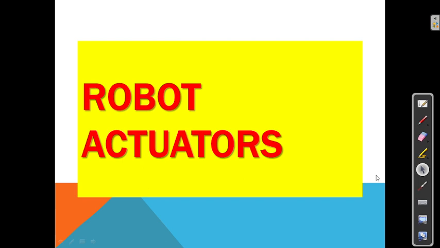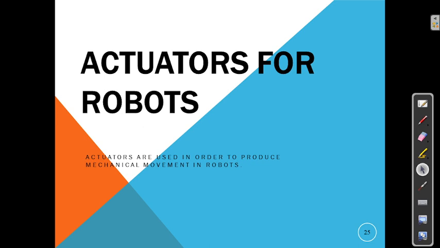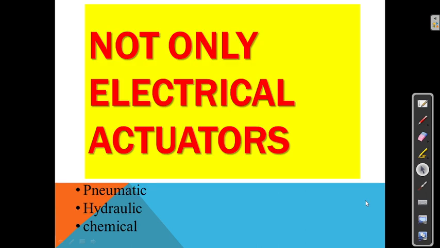See, already we know what actuators are. They are used to move something, whether in a hydraulic or a pneumatic system. Actuators for robots are used in order to produce mechanical movement in robots. Not only electrical actuators, there are pneumatic actuators, hydraulic actuators, as well as chemical. These we know already.